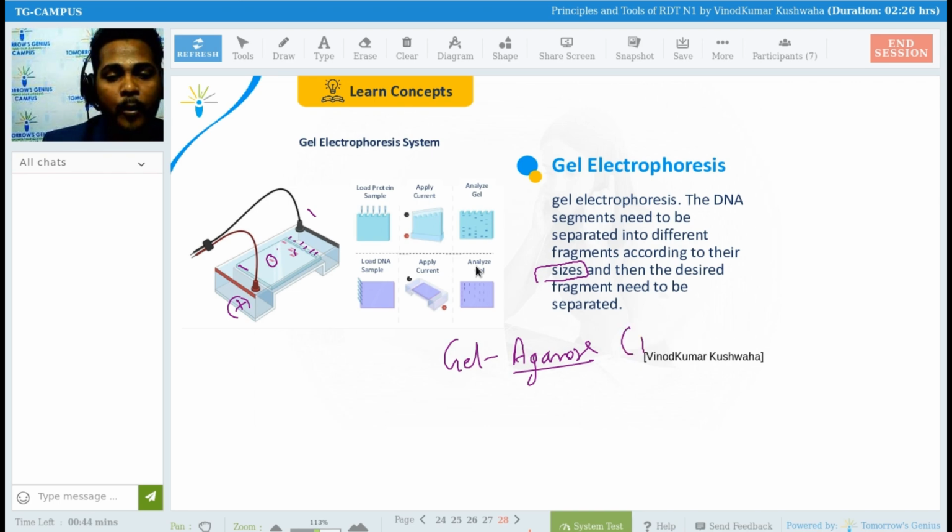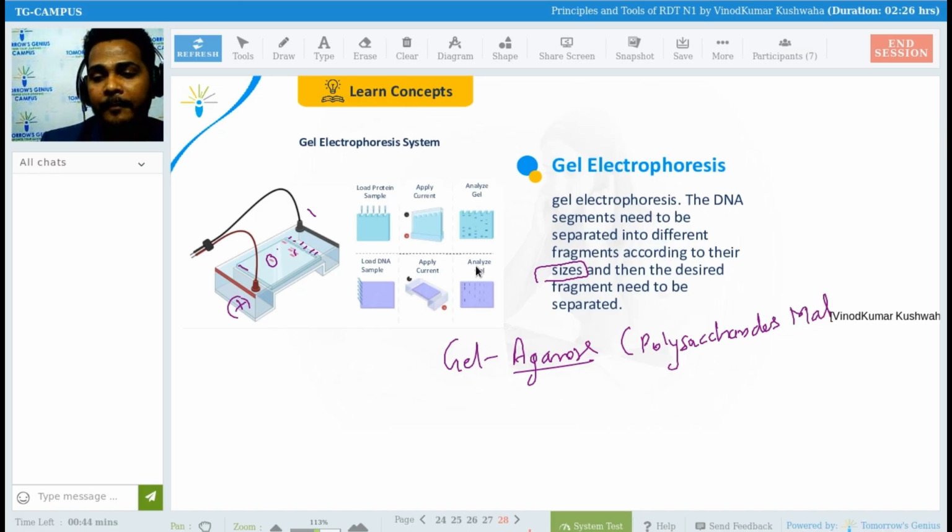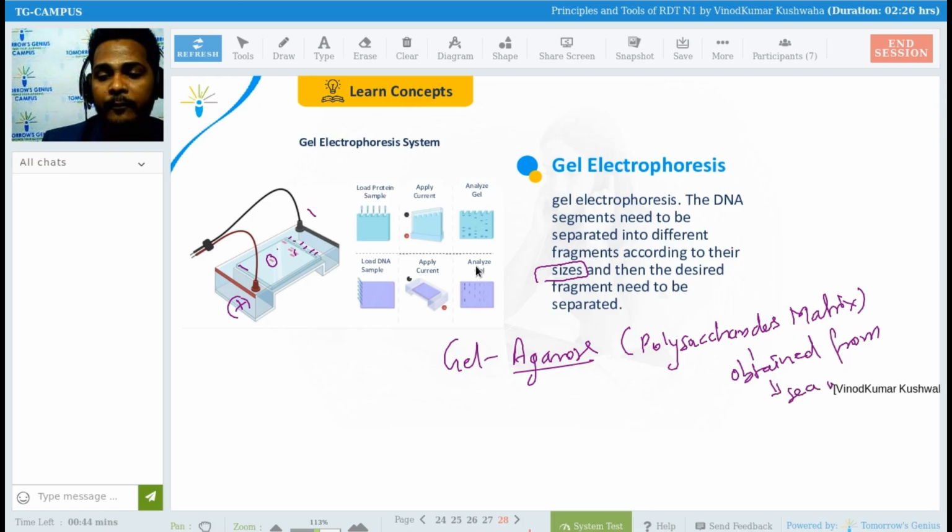Agarose is a polysaccharide matrix which is obtained from seaweed.